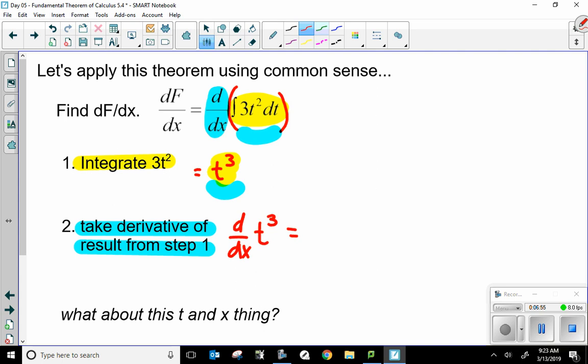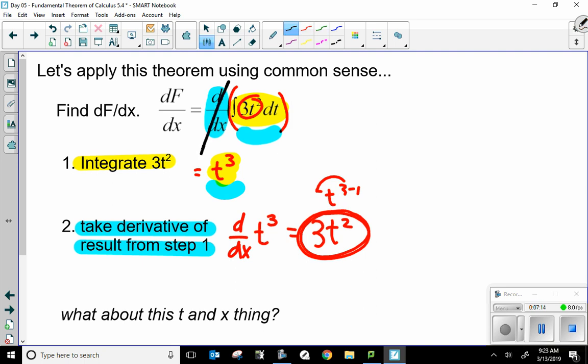Okay, well, the exponent comes down. If I have t cubed, the exponent comes down, and I get 3t. I subtract 1, and I get squared. Huh, look at that. That's what I end up with. Okay, so when I take the derivative of an integration, I end up exactly with what I started with. How come? Because my derivative cancels the integration. All right? So what about this t and x thing? Just put the x in for t.